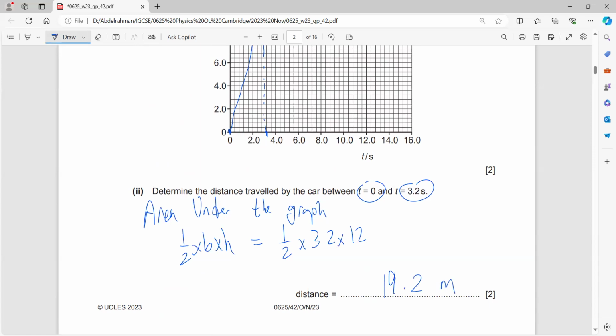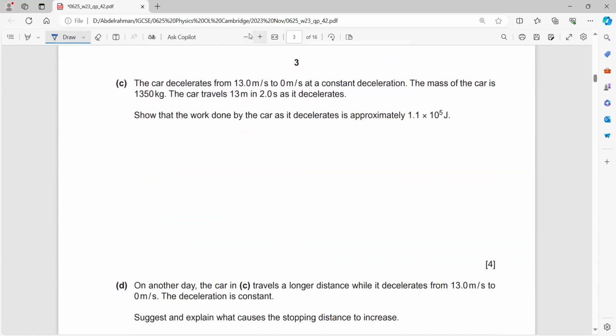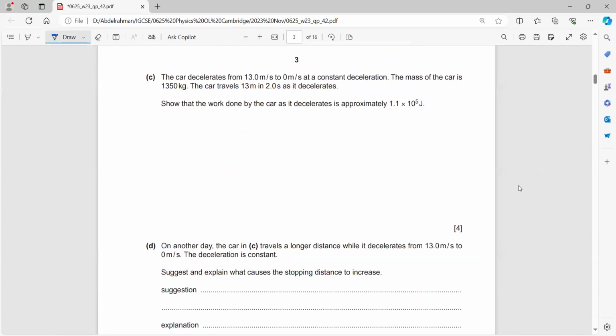The car decelerates from 13 meters per second to 0 meters per second at a constant deceleration. The mass of the car is 1350 kilograms. The car travels 13 meters in 2 seconds as it decelerates. Show that the work done by the car is 1.1 times 10 to the power of 5 joules.